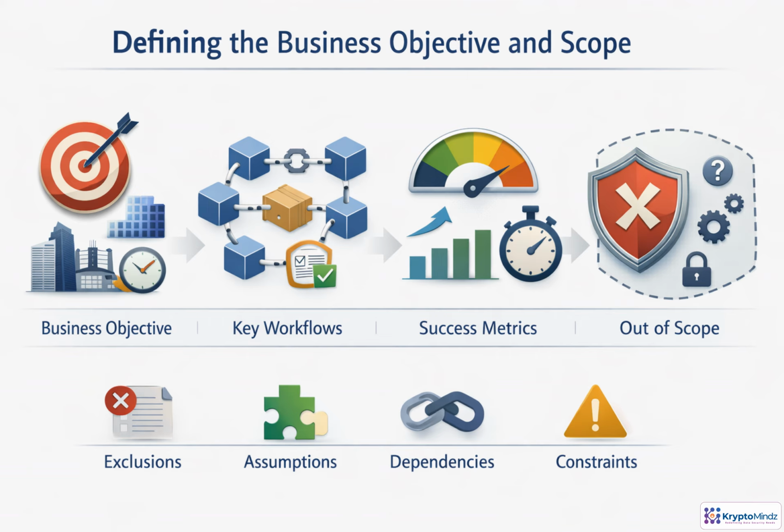Once the use case is clear, anchor the project in a business outcome. What problem are we solving, and what value proves it worked? Translate that outcome into workflows the blockchain must support or reference. Define measurable success, such as faster dispute resolution or broader traceability. Just as important, name what is excluded, assumed, dependent on, or constrained. This turns ambition into a controlled minimum viable solution and protects the team from scope creep later.